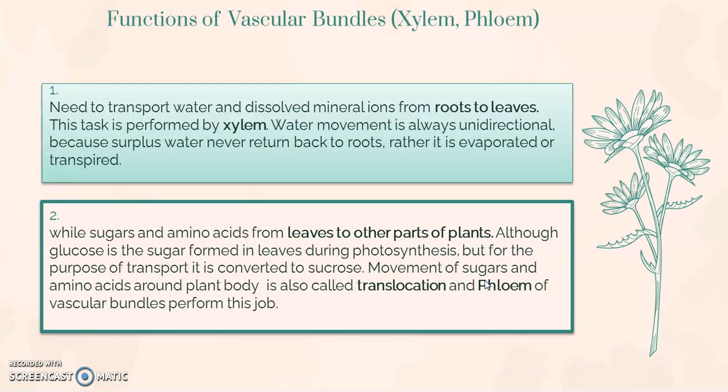Functions of vascular bundles. Actually, xylem and phloem are collectively called vascular bundles. So vascular bundles are special tissues in plants that transport substances. The xylem is always going to transport water and minerals, and phloem is going to transport food, the food prepared in the process of photosynthesis.